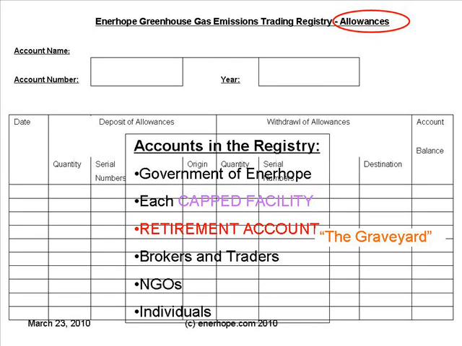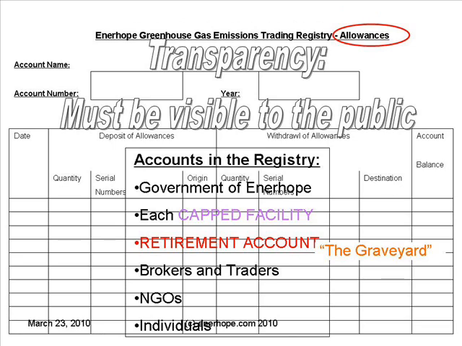The retirement account is the graveyard for allowances that have been retired, used up. Retirement will be covered later in this presentation. In the registry, the government can show to the public the history of every allowance through creation, allocation, trading, and retirement. The mechanics of the emissions trading registry will be explained in a later chapter.